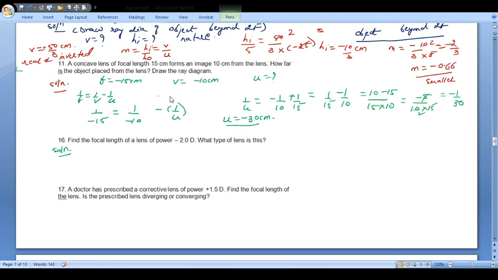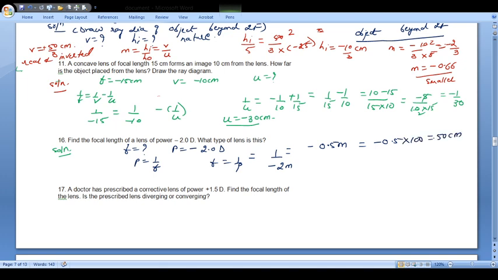Now question number 16 says, let's see the solution of question number 16. Find the focal length. You have to calculate the focal length f and it is given power is minus 2.0 diopter. We know that p is equal to 1 upon f. So f is equal to 1 upon p, that is equal to 1 upon minus 2 meters. So this will be minus 0.5 meter and this can be minus 0.5 into 100. So this will be minus 50 centimeters. So either you say minus 0.5 meters or you say minus 50 centimeters.